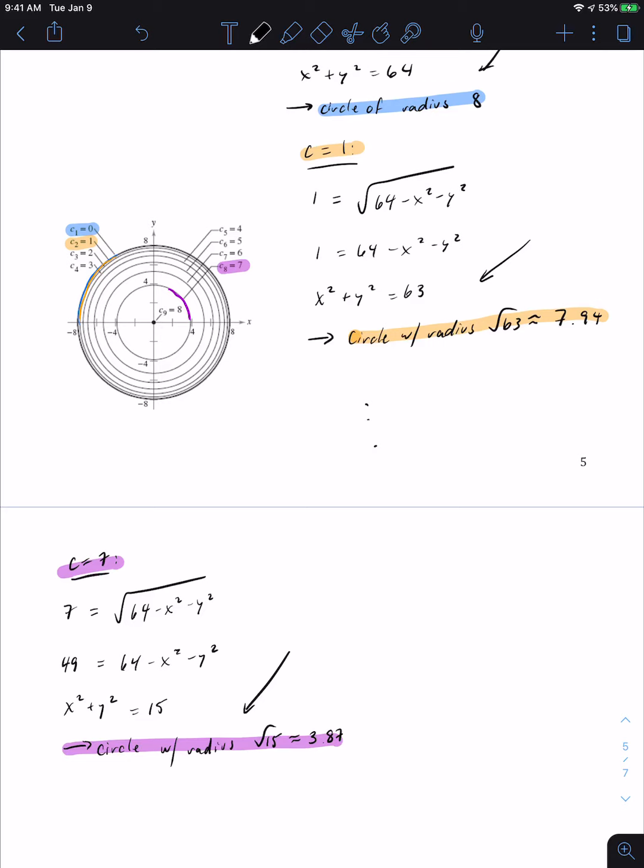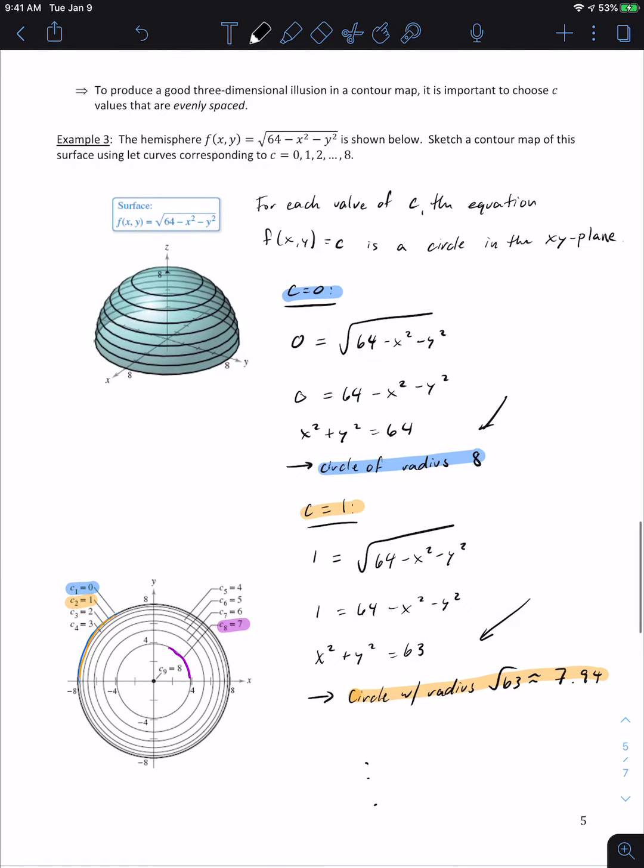And then I end up seeing the shape, and just by looking at my contour map, I can see that it's really steep on the edges and not as steep right at the top, right at the peak, which corresponds exactly to this hemisphere up here.